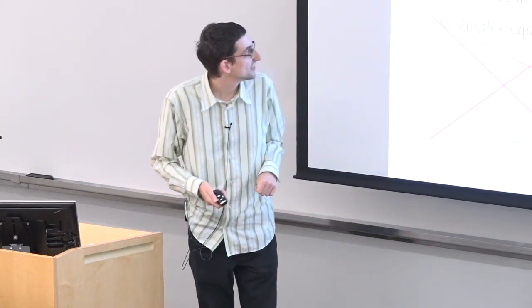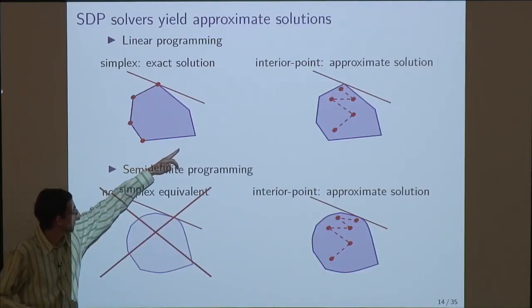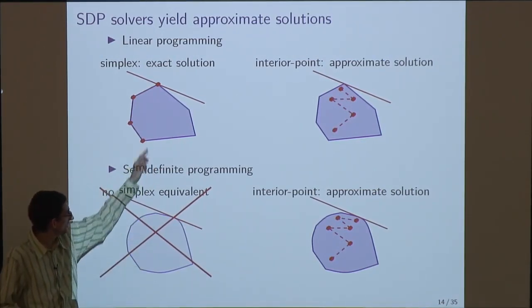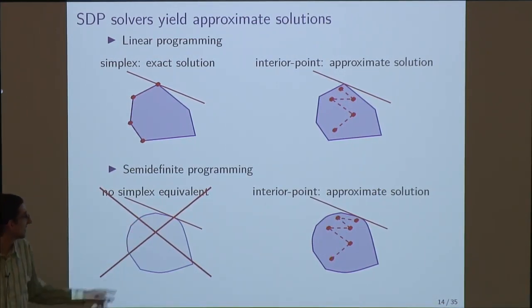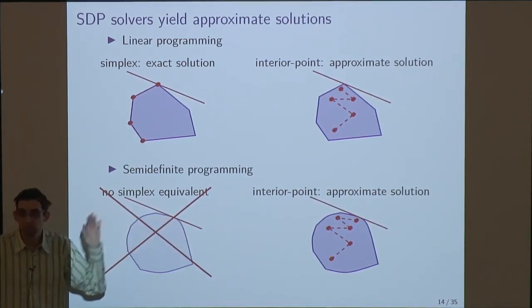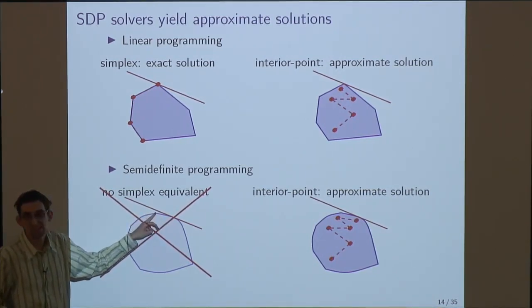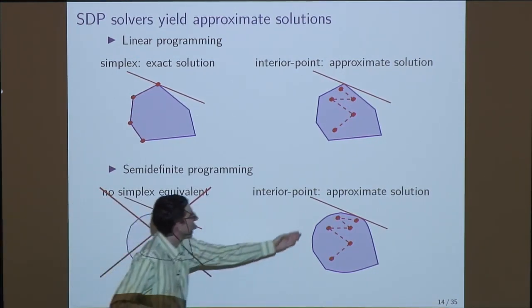And why don't we get any simplex? Well, because we lose the property that the optimal lies on a vertex. Because when you are optimizing no longer on polyhedra but on spectrahedra, the edges can be round. So the optimal is no longer necessarily on a vertex, but can be in the middle of a face. So nothing like the simplex. Forget about it, unfortunately. So we are left with the interior point and approximate solution.